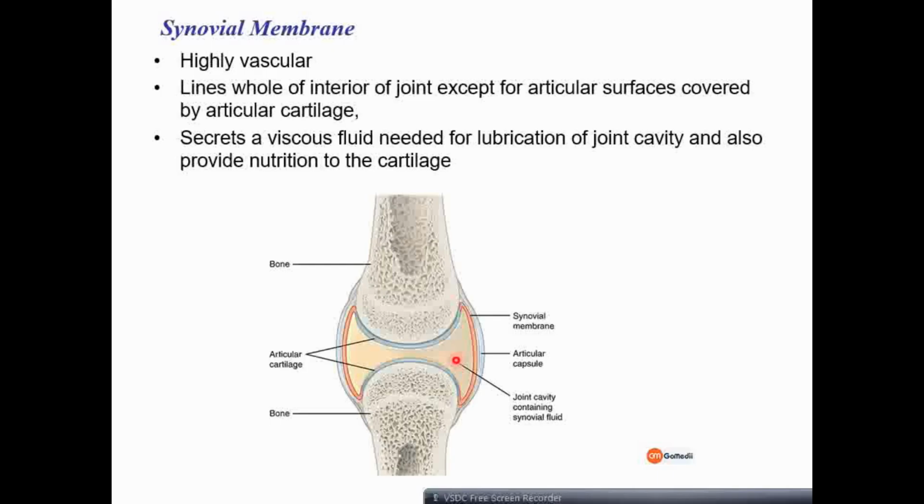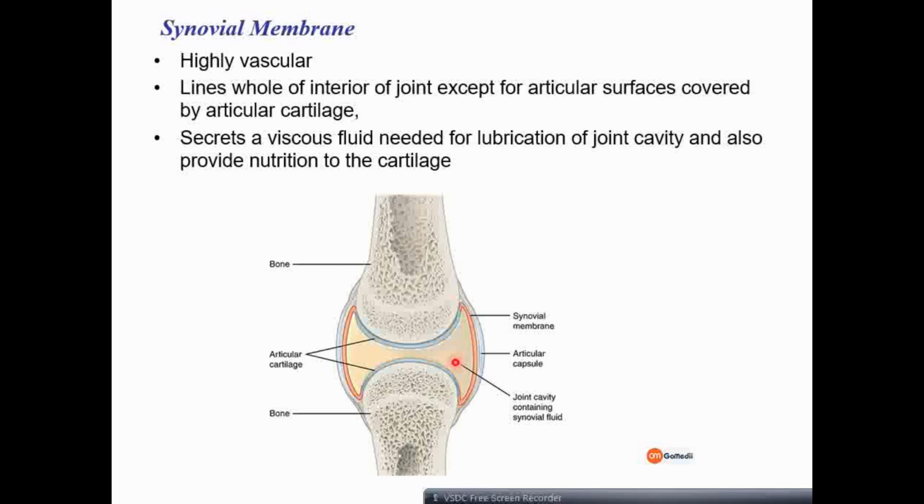So I have told you it is richly supplied with blood vessels. From the nearby arteries the capillaries will be entering, it pierces the fibrous capsule, enters inside and reaches your synovial membrane. The synovial membrane acts as a dialysis membrane. It will be filtrating the blood. Blood plasma will be filtrated and that filtrate will be entering inside.